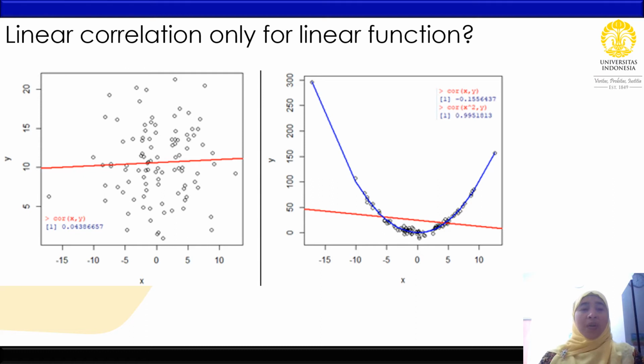Now we have the question, because we need correlation as a preliminary analysis before we move on to the regression analysis. And then we learned that in a linear model, the term linear doesn't have to only accommodate a linear relationship between the predictor variable, that is x, and the response variable, that is y. So it's just reasonable to ask whether the linear correlation only measures the linear function.